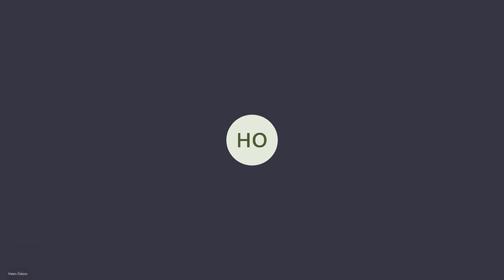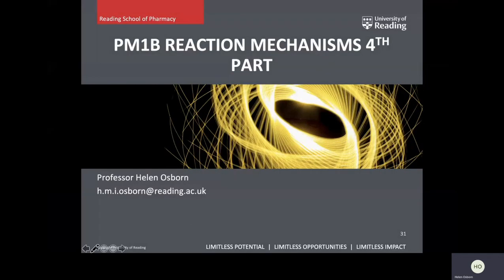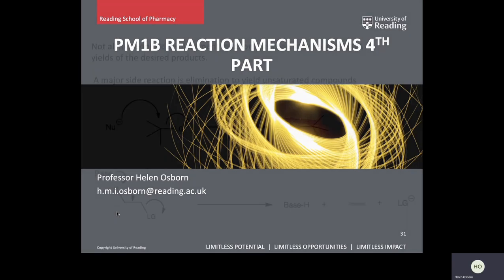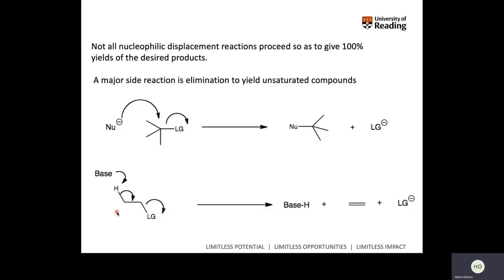Okay, welcome back, everybody, and we will continue with the fourth part of my lectures, where we're looking at reaction mechanisms. Just to recap where we got to before: we were looking at nucleophilic substitution reactions, where a nucleophile is involved in a reaction with a substrate and a leaving group departs. Effectively we're doing a substitution because the nucleophile is replacing the leaving group. And we looked at SN1 and SN2, which had different mechanisms and different stereochemical outcomes.